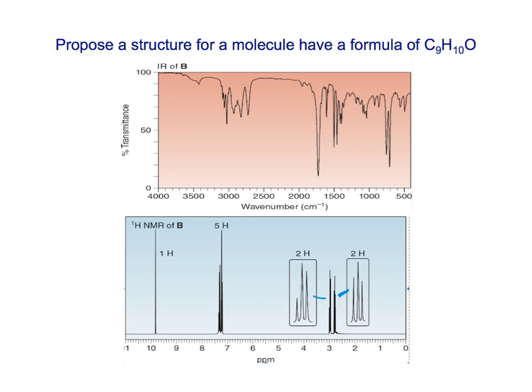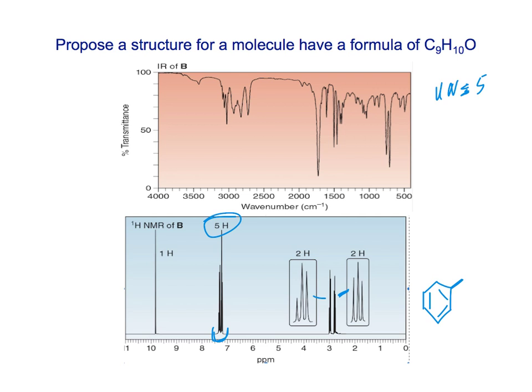All right, so how many unsaturations do we have? 4 or 5? 5. 5 unsaturations. Do we have a benzene ring? Sure looks like it, right? So we have these protons here, just above 7, which is in the benzene range, we have 5 of those, right? So that suggests we have a mono-substituted benzene ring.